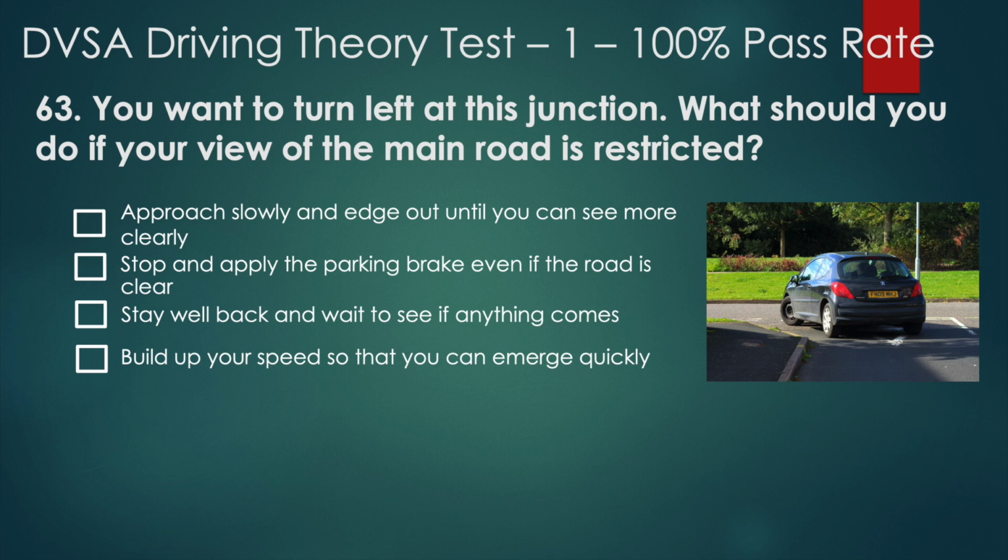63. You want to turn left at this junction. What should you do if your view of the main road is restricted? A. Approach slowly and edge out until you can see more clearly. B. Stop and apply the parking brake even if the road is clear. C. Stay well back and wait to see if anything comes. D. Build up your speed so that you can emerge quickly. And the answer is A. Approach slowly and edge out until you can see more clearly.